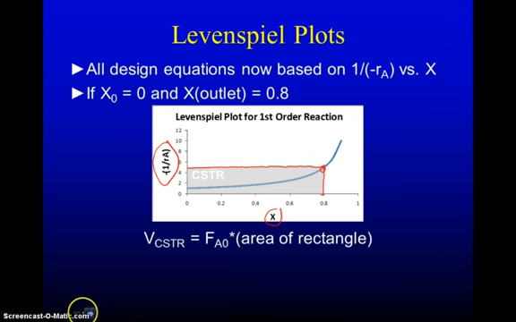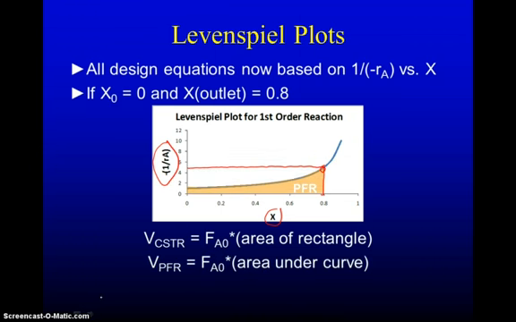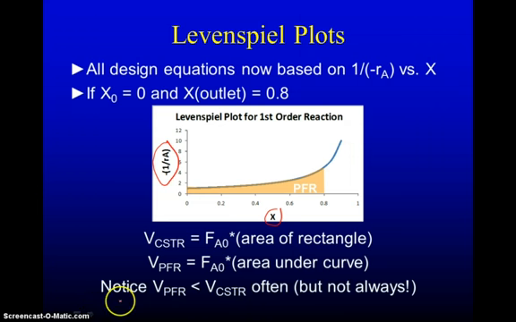For a plug flow reactor, on the other hand, it's the integral that matters. So I can delete this. So we take the integral under the curve, going from a conversion of 0 to 0.8, and multiplying that by the initial flow rate tells us the volume that we need. So Levenspiel plots are a convenient way to directly compare plug flow reactors and CSTRs, and to design them both.